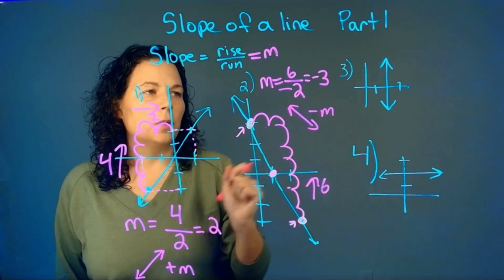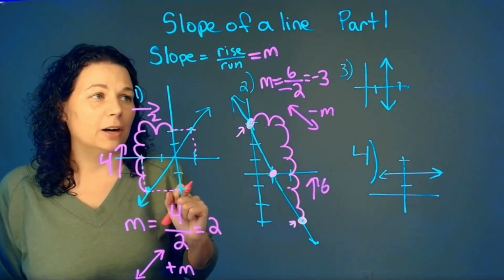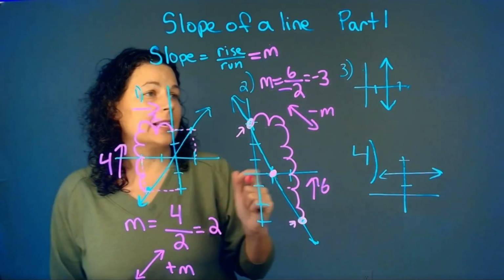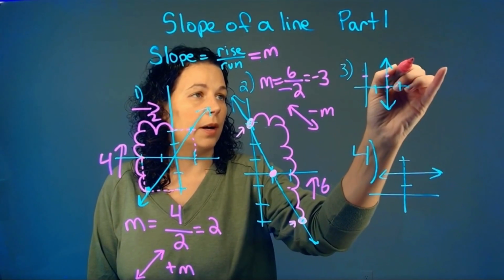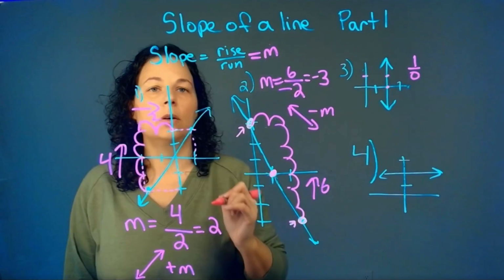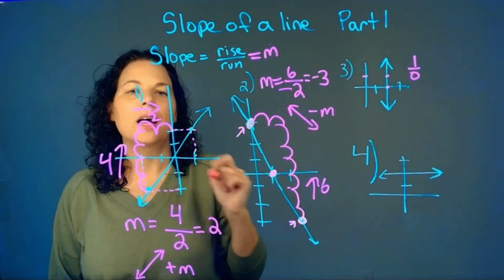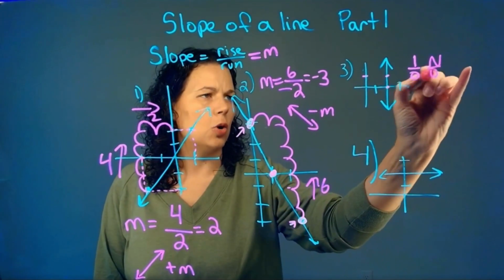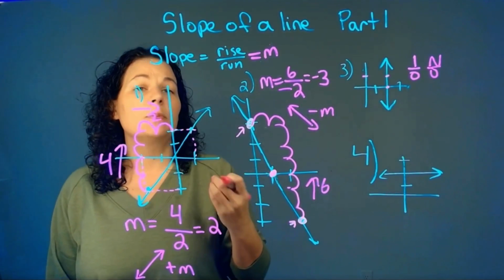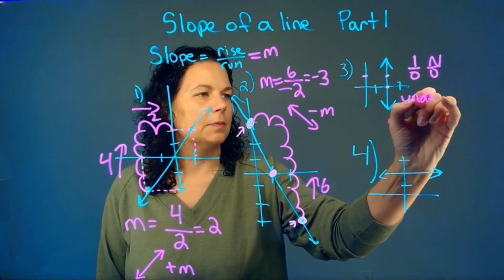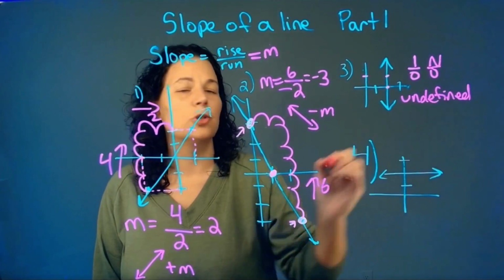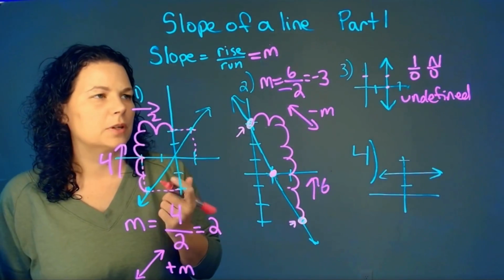Now, numbers 3 and 4, you can absolutely count for these. For number 3, you're going to count rise. You can get whatever you want. Like, let's go here and here. So I went up 1, but then I went over 0. You cannot do that. You cannot divide by 0. I call this no, we can't do it. So this would be no slope. I don't like that phrase though, so we'd call this undefined. Some teachers use no slope, but undefined is the better math word for it.